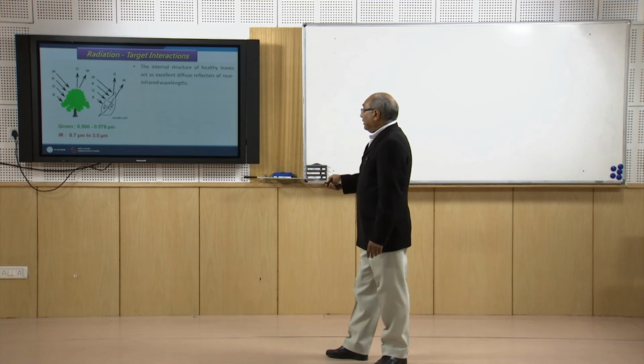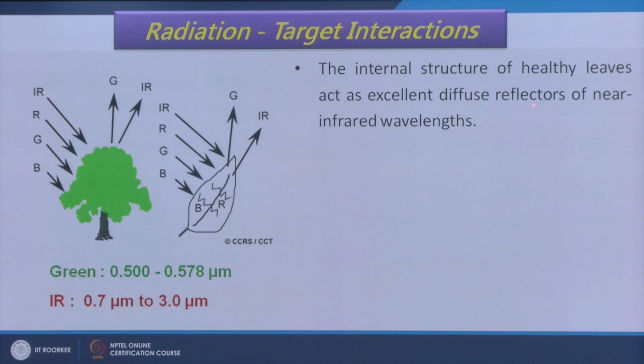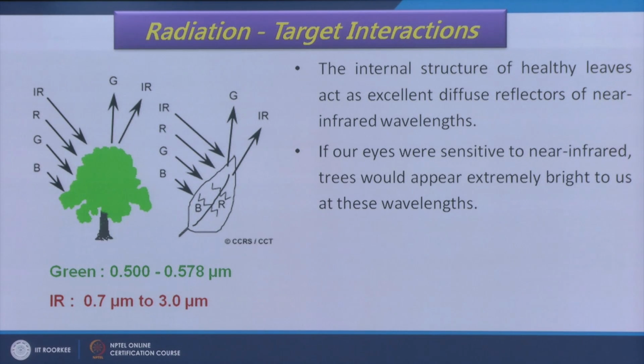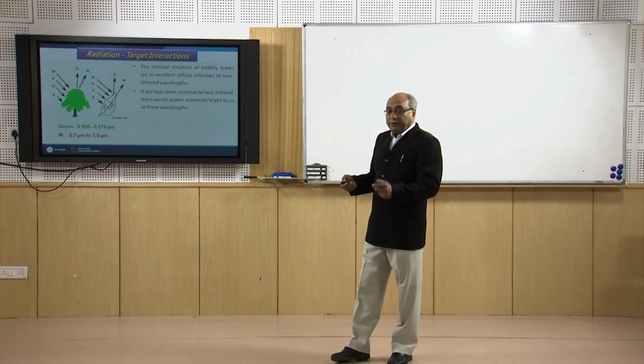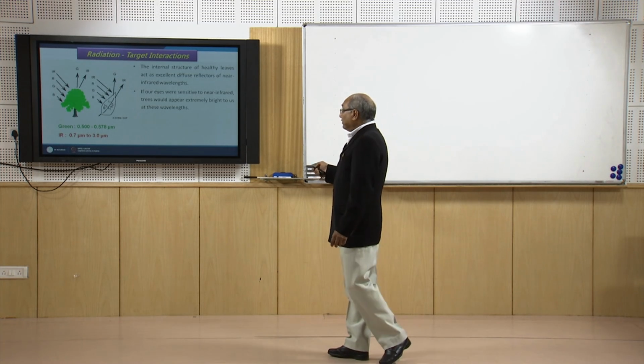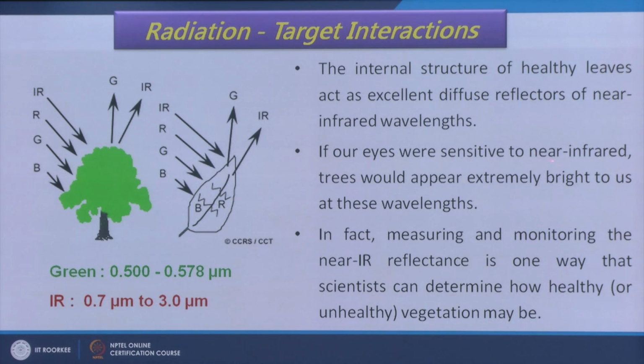Similarly, healthy vegetation acts as an excellent diffuse reflector of near infrared bands and infrared wavelengths. Though in our eyes it is different, in the infrared bands the vegetation has maximum reflection. If our eyes were sensitive to near infrared, trees would appear extremely bright, but we have sensors in near infrared, and therefore we get very high reflection.